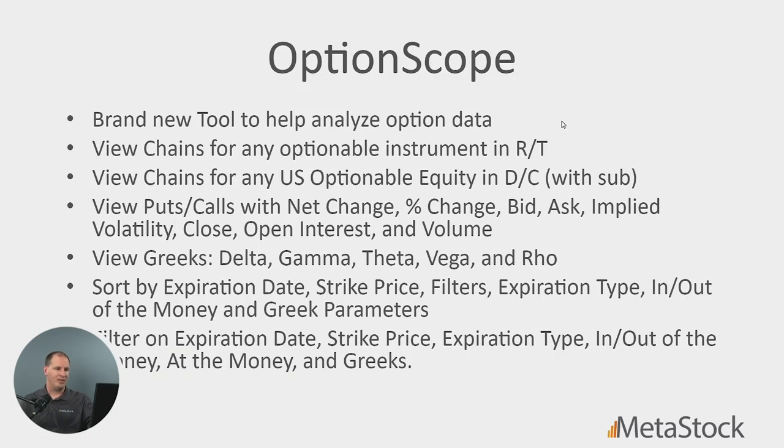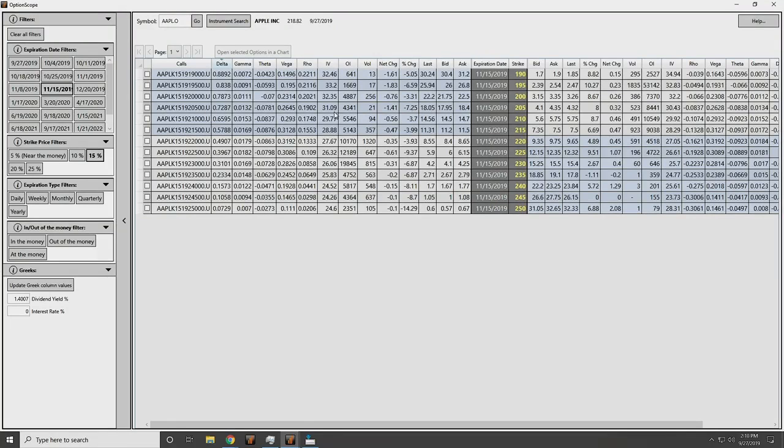And then we have the filters that we've talked about, where you could filter on strike, expiration type, in and out of the money, at the money, and Greeks. Now the last thing I will show you in OptionScope is the coloring in here. So the coloring, basically blue means that you're in the money and gray means you're out of the money. So it's a quick way to delineate between in the money and out of the money.